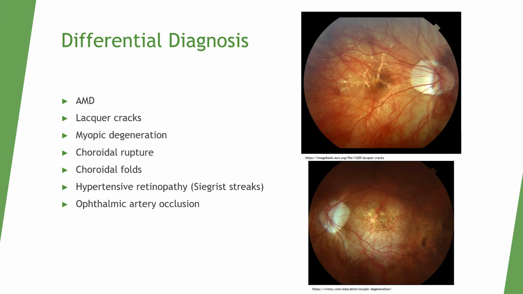The following list of diseases can be the differential diagnosis of someone that presents with the symptoms and signs discussed previously. So that can include age-related macular degeneration, lacquer cracks, myopic degeneration, choroidal rupture and folds, hypertensive retinopathy that involves Siegrist streaks, and ophthalmic artery occlusion.